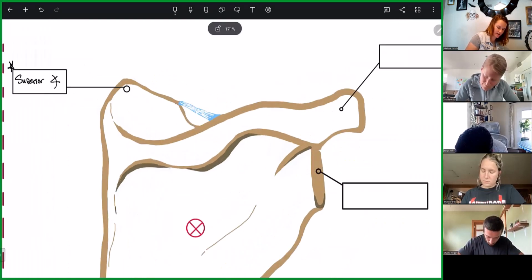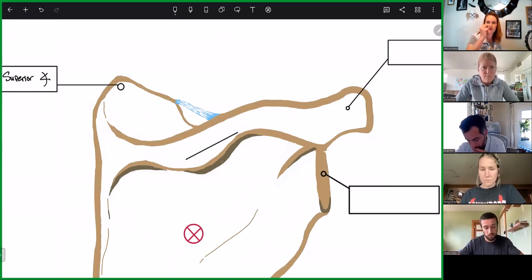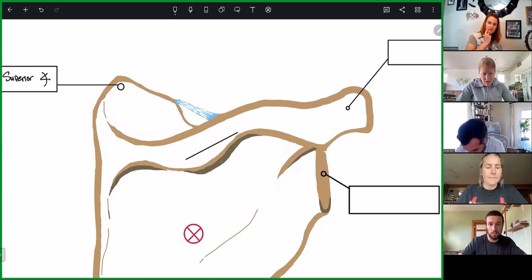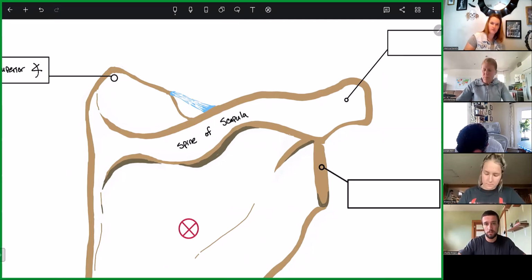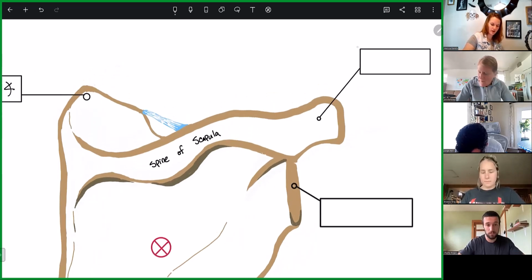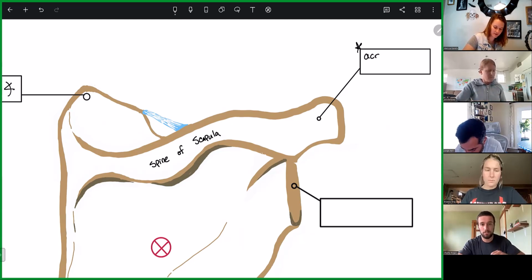That means if I had to say what this was and I had a line to fill this out, Brianna, could you tell me what that is? The spine of the scapula. Perfect. Charlie, could you tell me what this is? That is the acromion process. Nice.